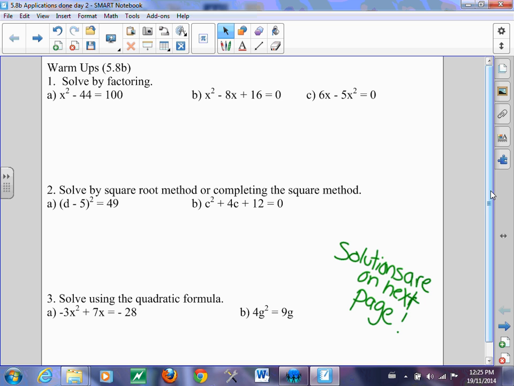So we're going to solve by factoring in question 1, we're going to solve by square root method or completing the square method in question 2, and solve using quadratic formula with question 3. Those are the three methods we learned to solve. I'm going to ask you to pause the video and solve, and I'll put the solutions up on the next page and go over it. So pause your video.